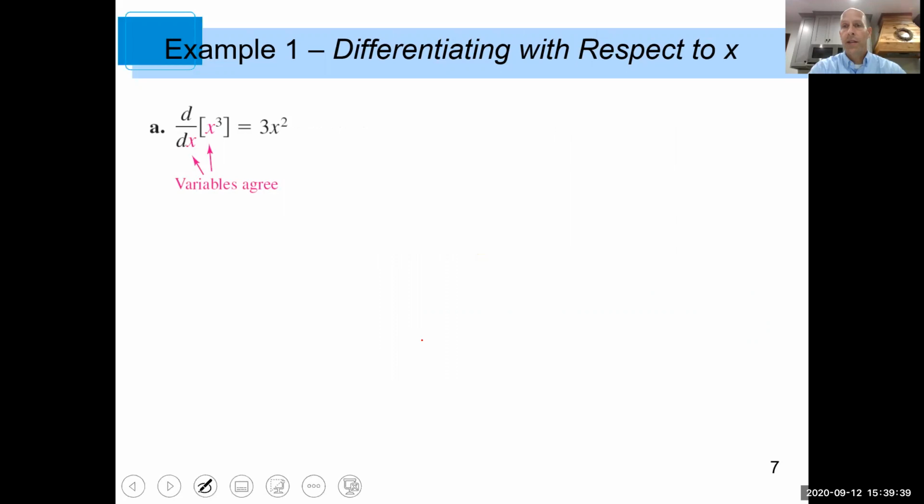So for example, let's look at some different problems where we're going to differentiate with respect to x. Of course, if I ask you to find d dx of x to the third, we already know we can use the power rule. Everything agrees, so we're simply going to use our power rule. That's it. No big surprise there. The derivative of x to the third is 3x squared.